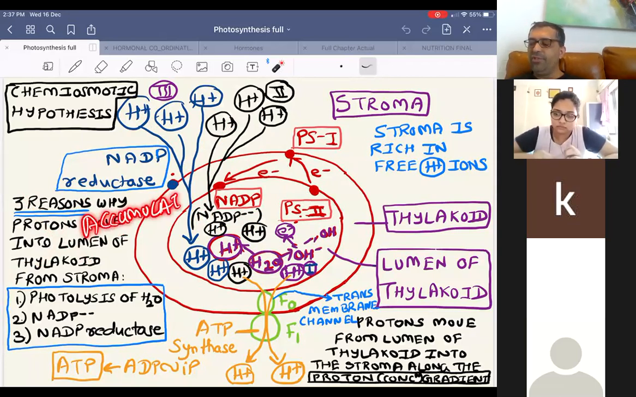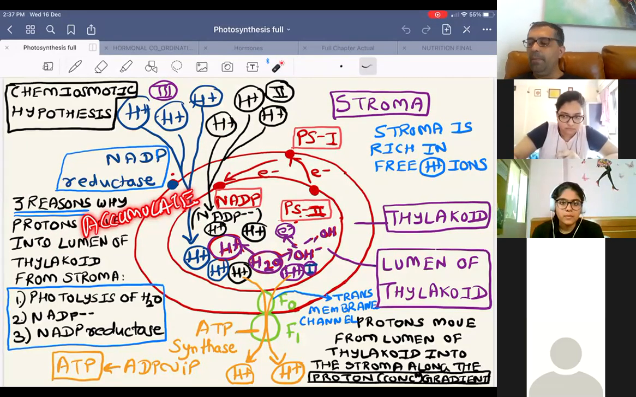Okay, sir. 3 reasons why protons accumulate into the lumen. That I agree. Okay, I'll change it in front of you. I like that.